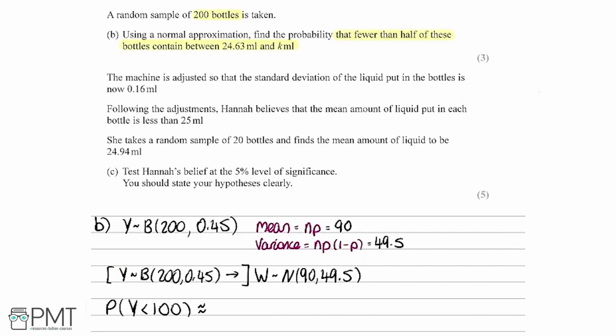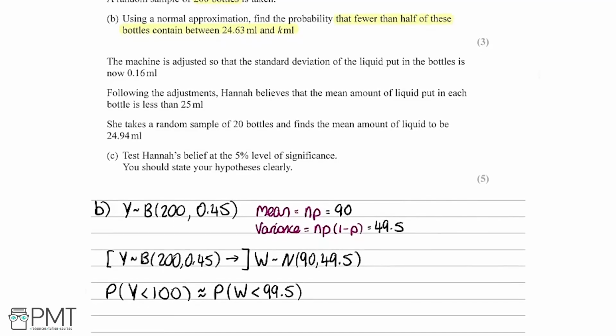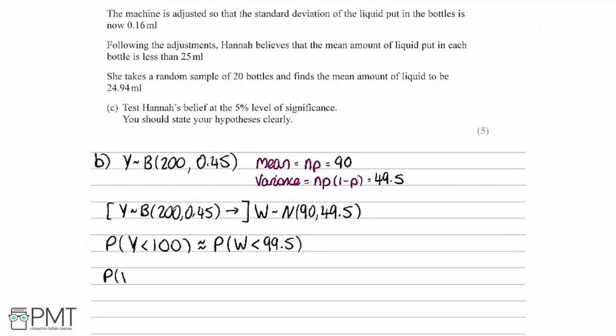And it's going to be approximately equal to the probability that W is less than. Now here we're going to need to use a continuity correction because we're modelling a discrete distribution with a continuous distribution. So it's going to be less than 99.5. And now we can work out this probability on our calculator.